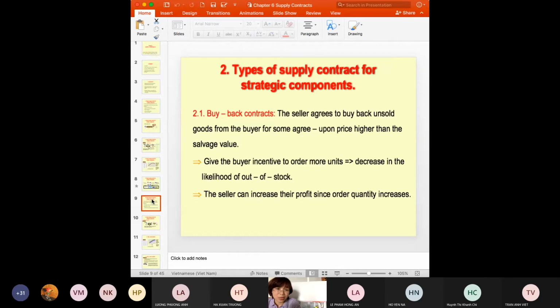So the buyback contract gives the buyer confidence to buy more products, right? And it decreases their probability of being out of stock. The benefit for the seller is that they can increase their profits because they get a higher order quantity from the buyer. That is the buyback contract.